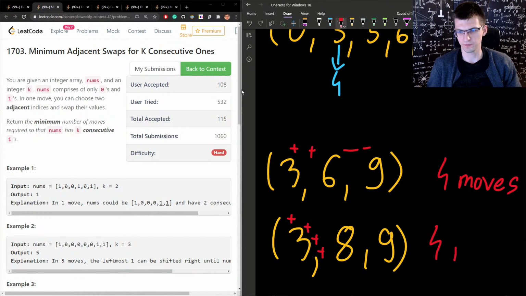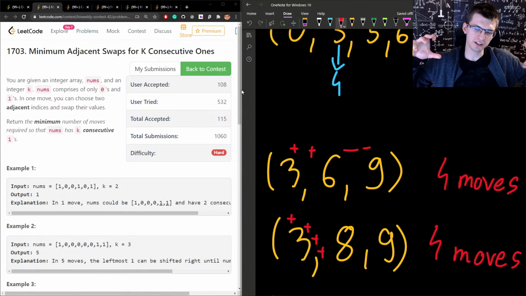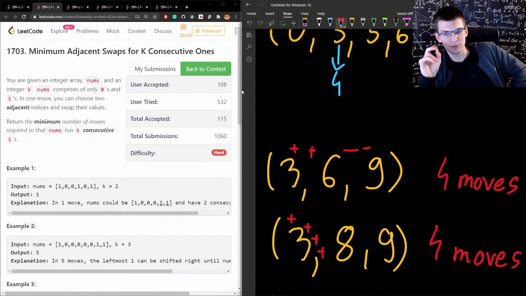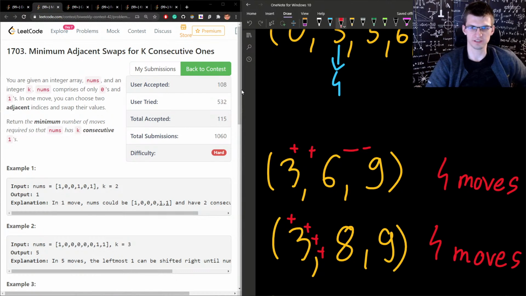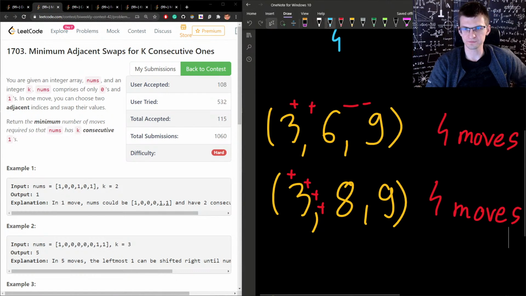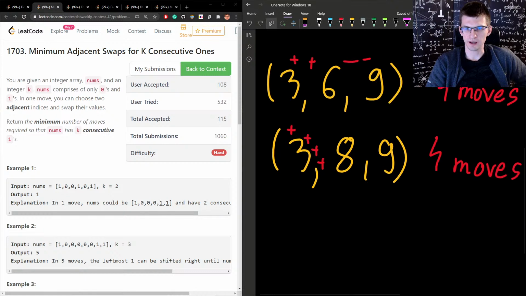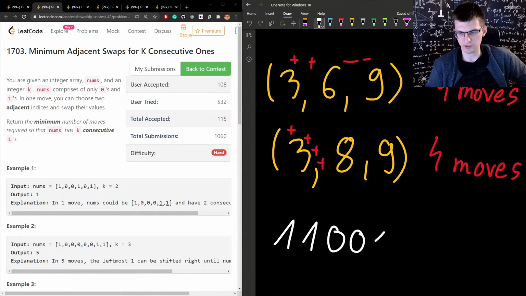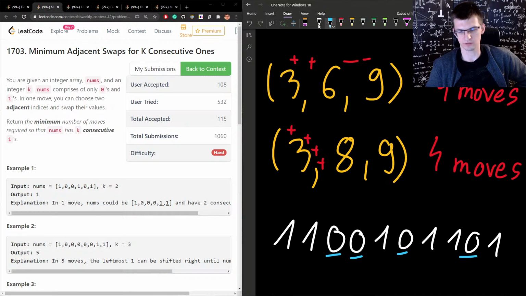All right. I thought that we will need to bring them to their median or something like that, but it seems that the number of gaps, the number of zeros in between matters. And because I noticed that now, let's prove it. We claim that if in the original sequence there's something like this, and we need to bring all those ones together, the number of moves required is equal to the number of zeros here.